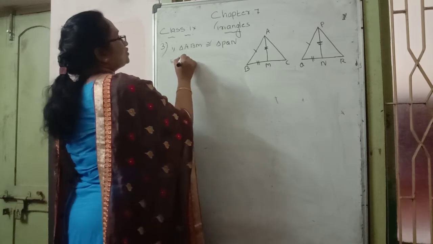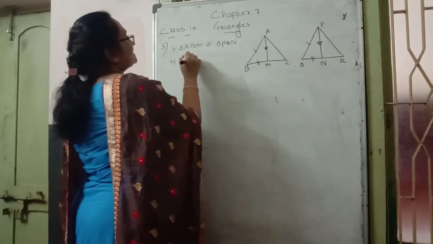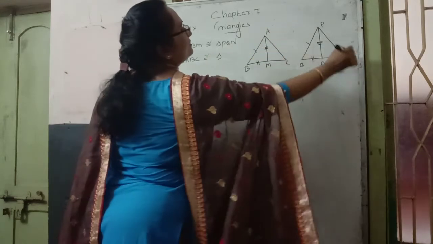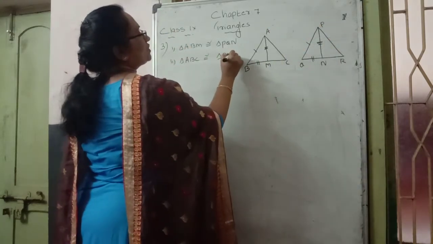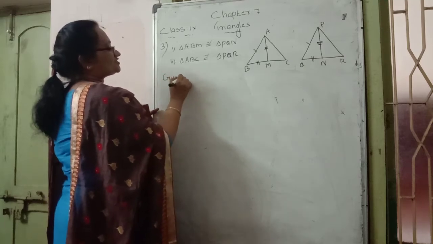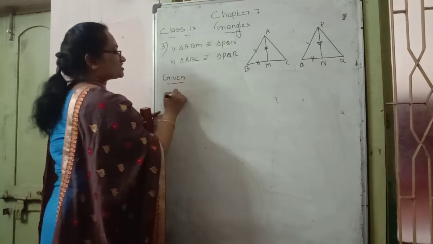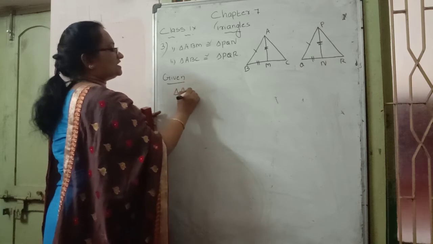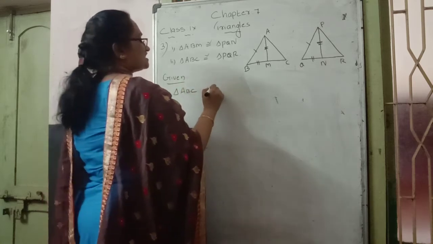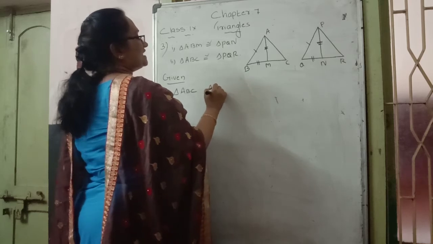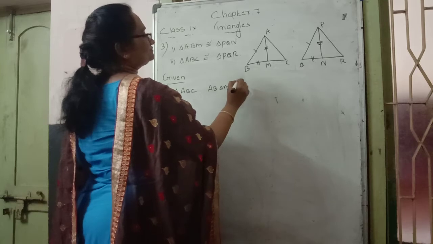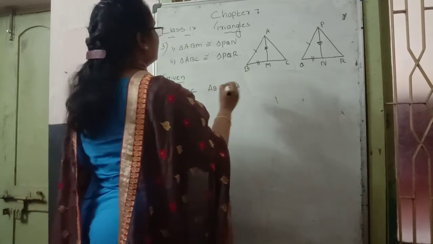In the second case we want to prove the full triangle, that is, triangle ABC is congruent to the second full triangle, that is, triangle PQR. How to prove it? First we write the given information. What information is given? In triangle ABC, which sides are equal? AB and BM.